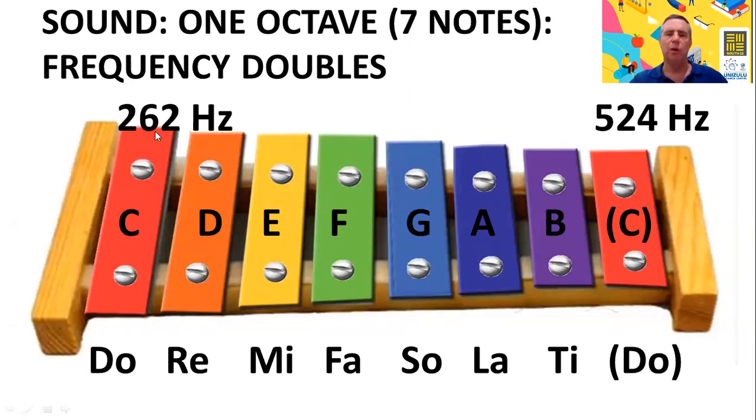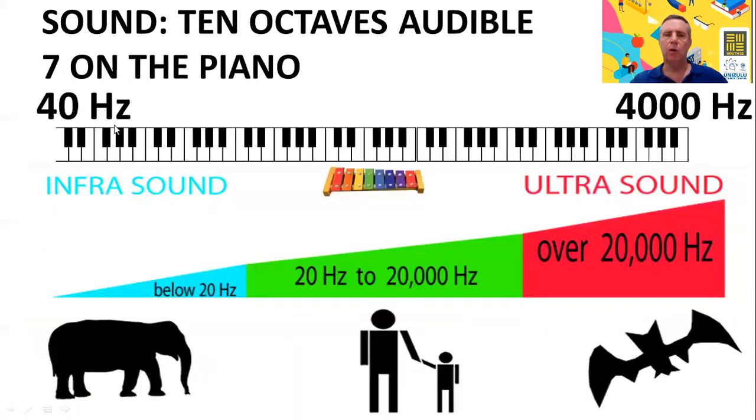I mentioned to you that the note called middle C in the middle of the piano vibrates at 262 vibrations a second, or 262 hertz. If we go up an octave, if we count 7 notes from there, 8 notes in all, and we come to the note C again, it's exactly doubled to 524 hertz. So the whole piano keyboard goes from about 40 hertz for the lowest note to about 4,000 hertz to the highest note. So it increases 100 times.